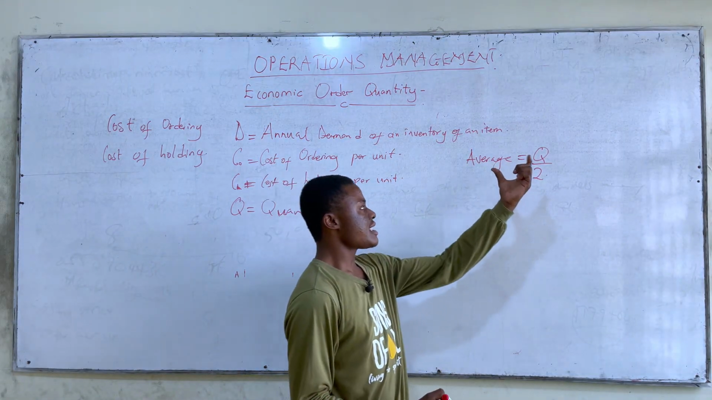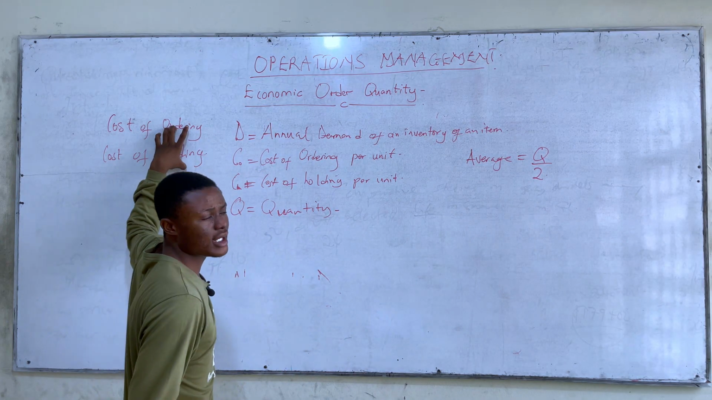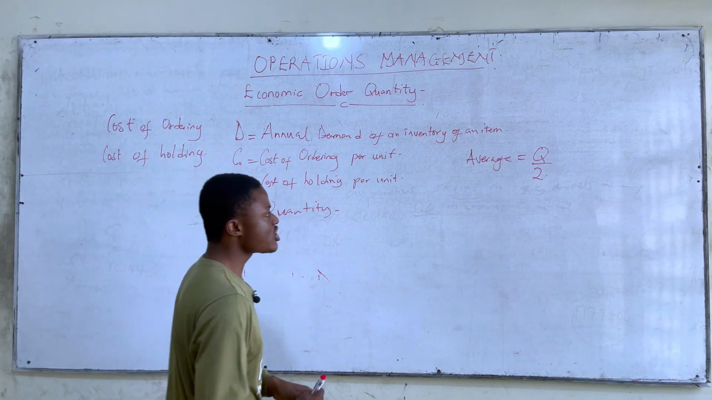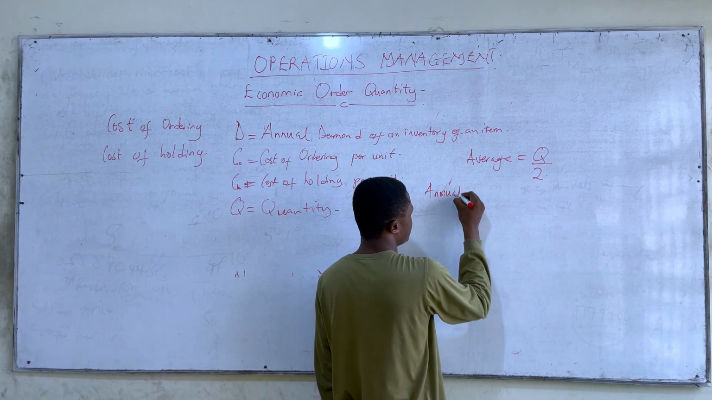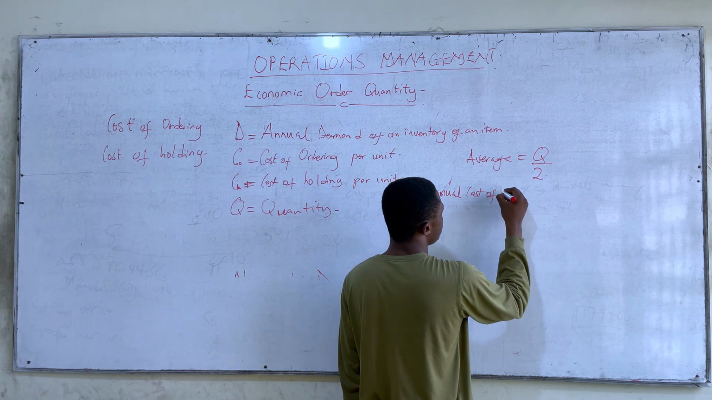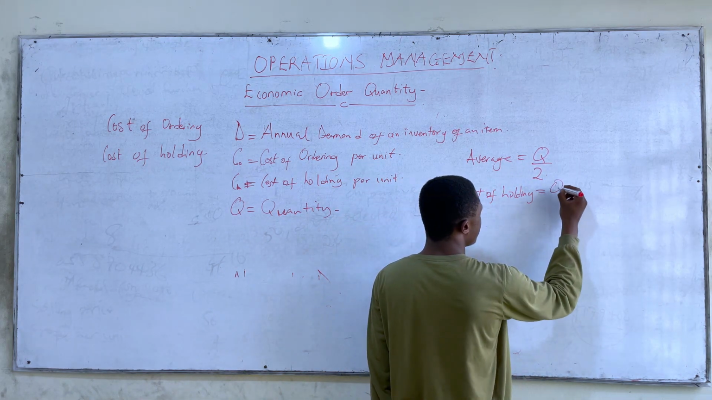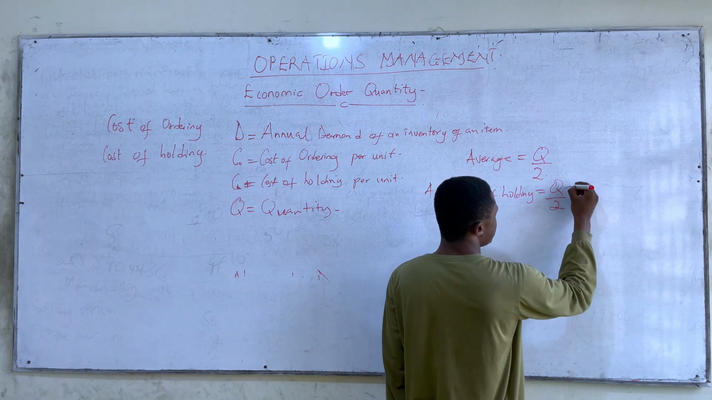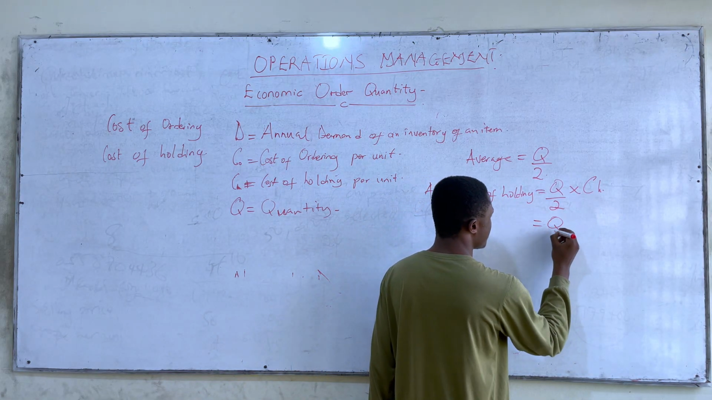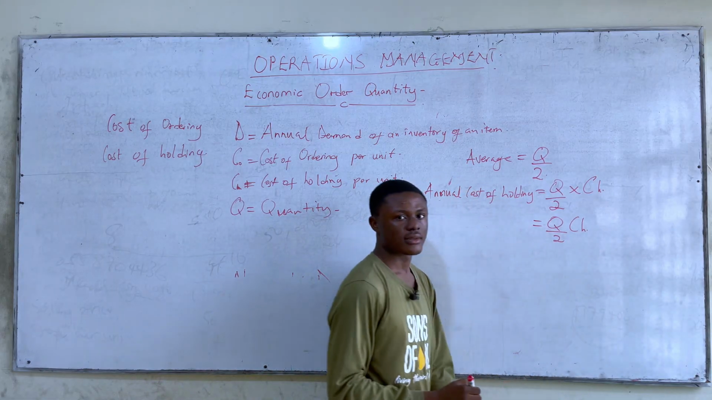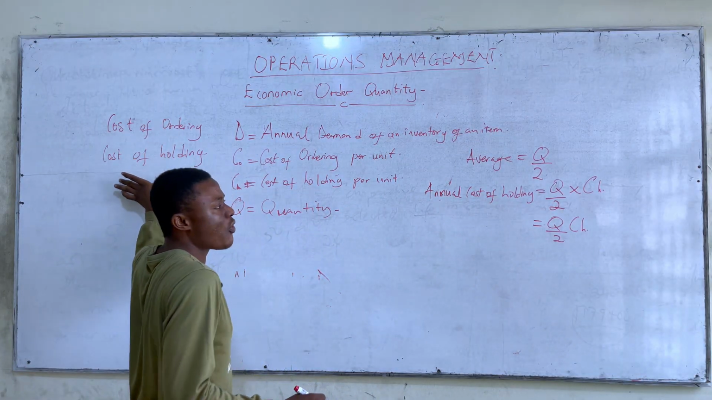You get it? So in this formula of our average stock, when we want to find our cost of holding, our annual cost of holding should be our average, which is Q divided by 2, multiplied by the cost of holding. So if you multiply this, you are going to get Q divided by 2 times CH. Hope you are getting the point. So this is the formula for finding our cost of holding per year.